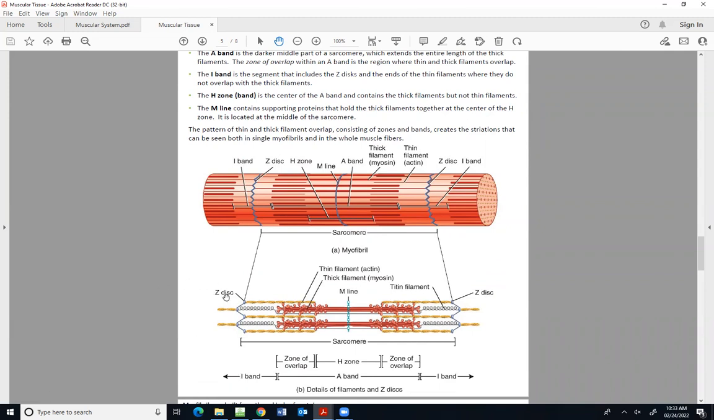Now, going back to the A band, let's talk about the H zone or H band, as well as the zone of overlap. The H zone or H band is the segment of the A band where there is only thick filament. In other words, there is no thin filament there. In the two zones of overlap, it's exactly what the name implies: the thick and the thin filaments are overlapping each other.